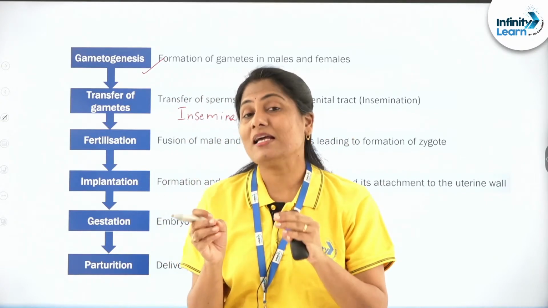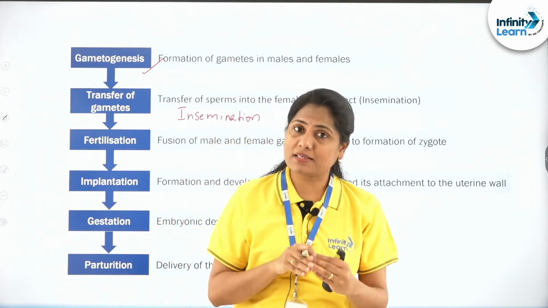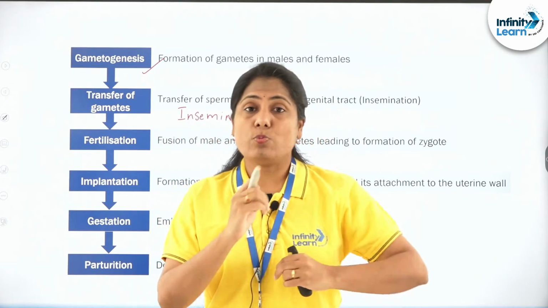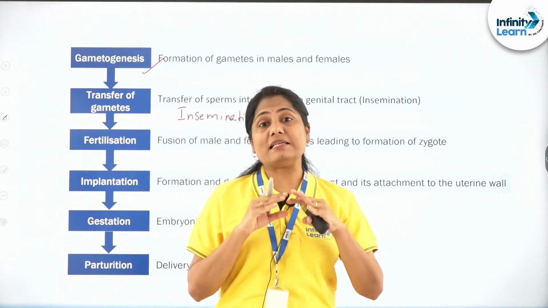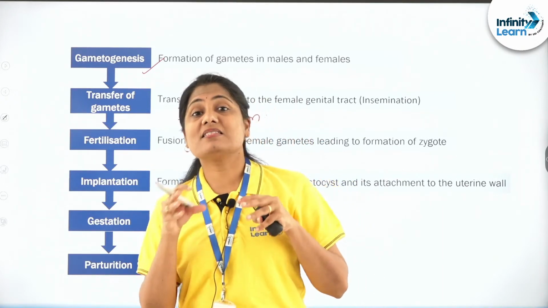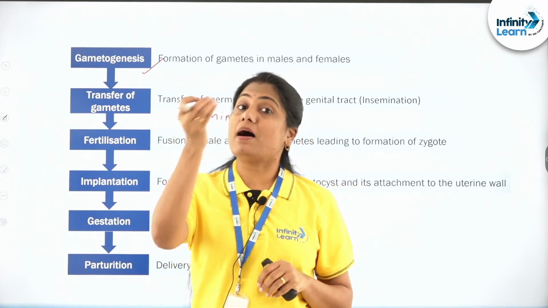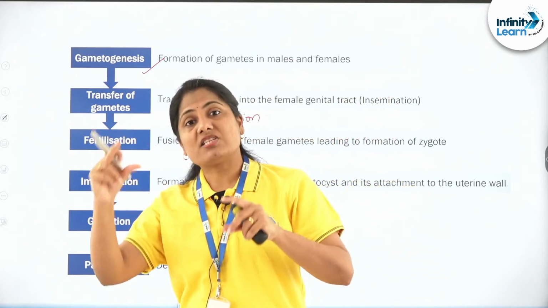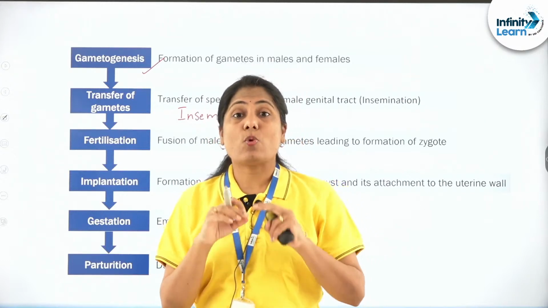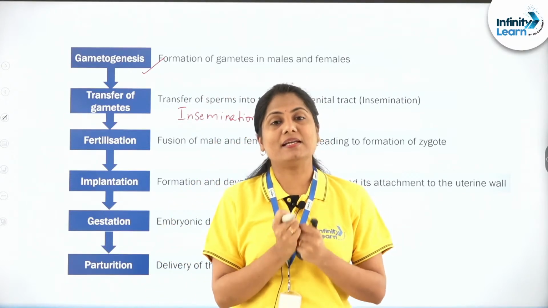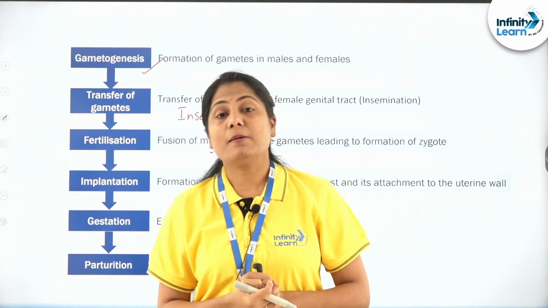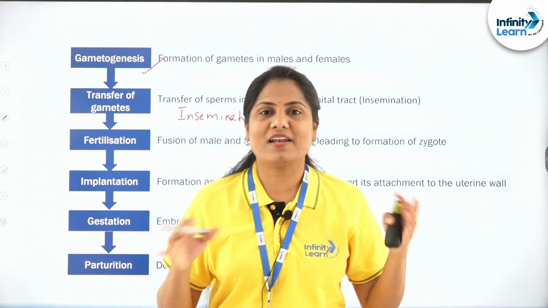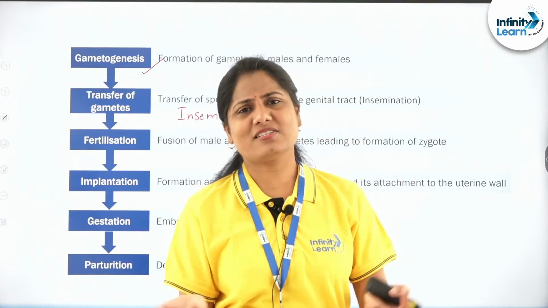And what is that process called? Insemination. What will happen after insemination? Once insemination has happened, there is the fusion of the gametes. What's this fusion called? It's the fertilization. Once fertilization has happened, the zygote is formed. The zygote implants itself in the uterine wall, which is the implantation. After implantation, the zygote undergoes development, which is the gestation. Once it is fully developed, it is ejected out of the mother. Parturition. In normal colloquial language, it's the delivery of a nice beautiful package, which is the baby, right?